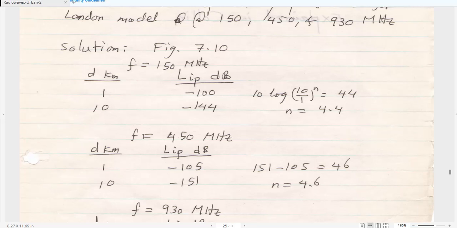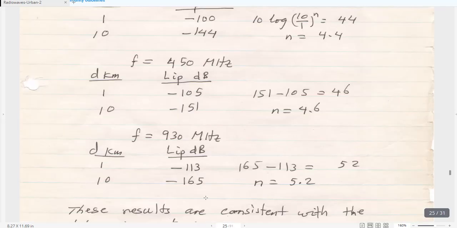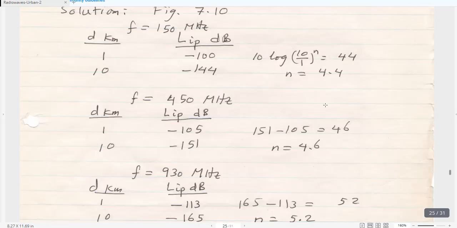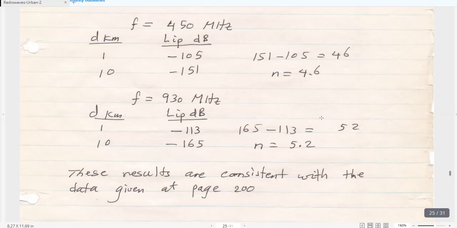And we repeat this here at 450 megahertz. At 1 kilometer it is minus 105, at 10 kilometer it's 151, and here again you have 151 minus 105, you have this 10n. 10n is equal to 46, then n equals 46 over 10, which is 4.6. And a similar thing here, we subtract and we divide by 10, so 52 by 10 is 5.2, so the exponents are 4.4, 4.6, and 5.2.